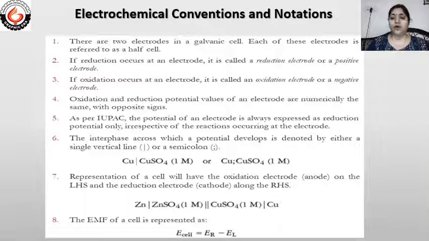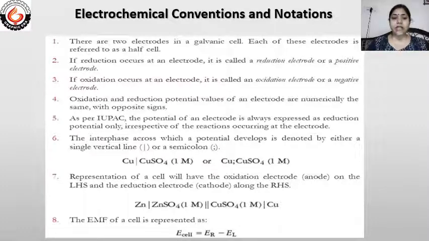So all the values according to IUPAC which are given in the electrochemical series are in terms of reduction potential only. If we want to know the oxidation potential of those electrodes, all the values are the same, only the signs will be changed. The values which are positive will be changed into negative, and the values which are negative will be changed into positive.